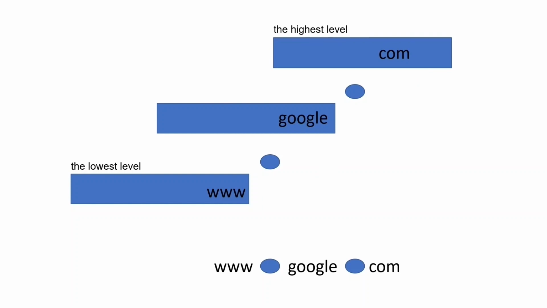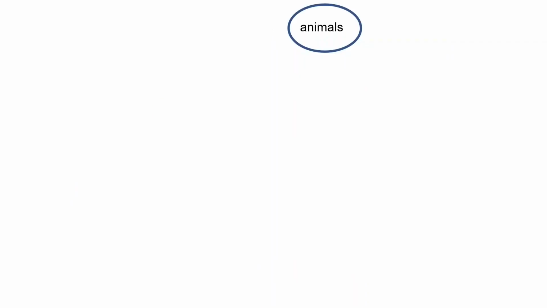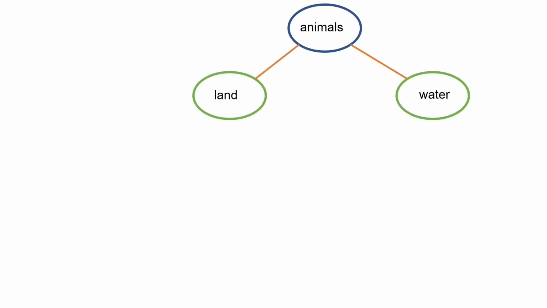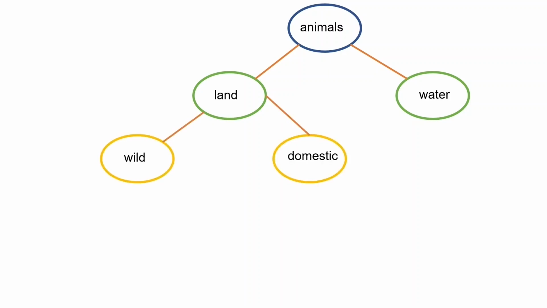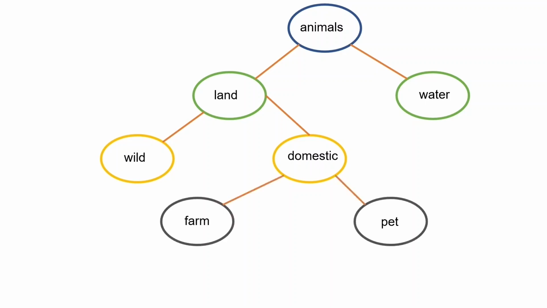Let's take an example to understand it. Suppose we want to build and organize the animals database. For this, we can keep the name animals at the top of the hierarchy. We can divide animals into two types, land animals and water animals. For this, we can create two levels, land and water, just below the top level. We can further divide land animals into two types, wild and domestic. For this, we can create two sublevels and place them under the land level. We can further extend the domestic level to two types, farm animals and pet animals. Under these levels, we can add animal names.